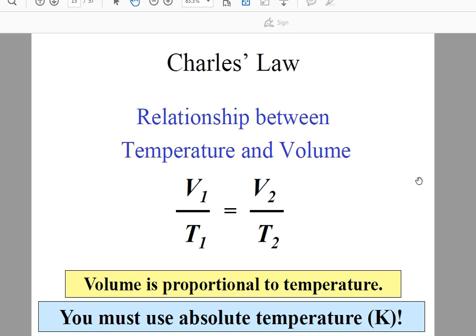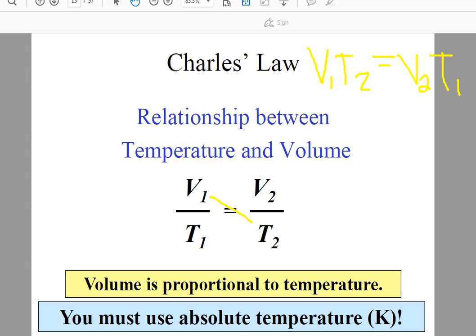This is the equation that we use to relate volume and temperature. V1, your first volume, over your first temperature is equal to your second volume over your second temperature. Now, this can be made easier by cross-multiplying to get rid of this fraction. So the way I usually write this equation is V1T2, just cross-multiplying, equals V2T1. If you start off with that equation instead, it's a lot simpler because you're getting rid of your fraction.